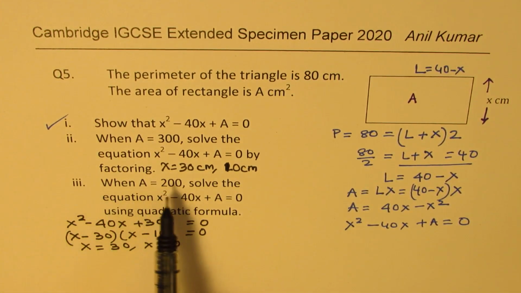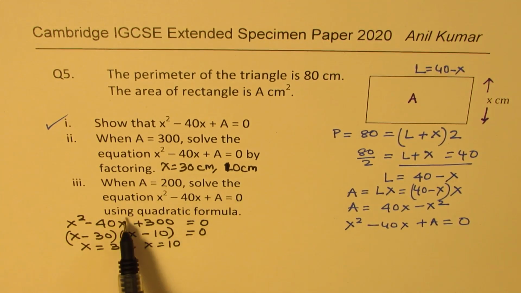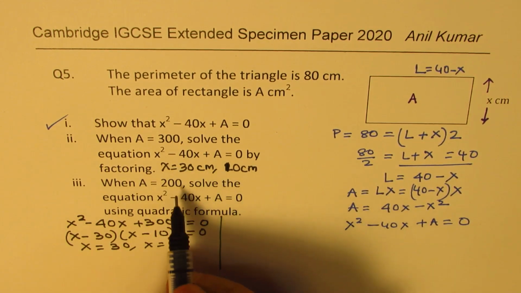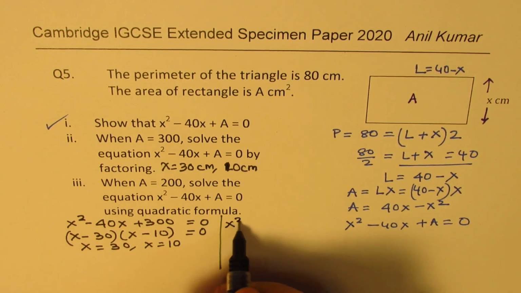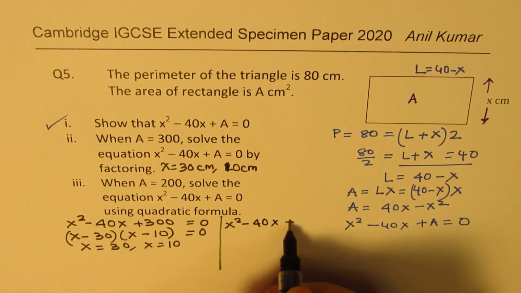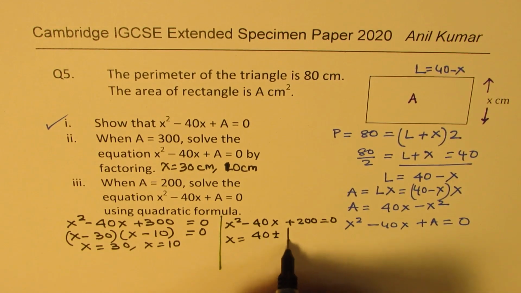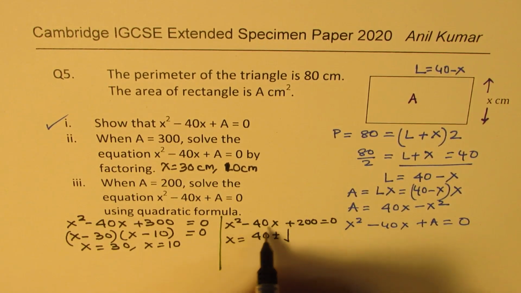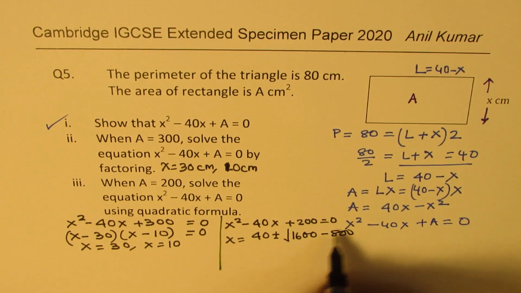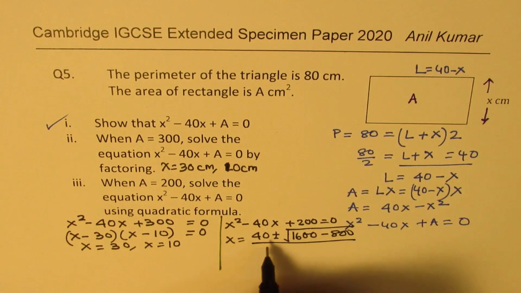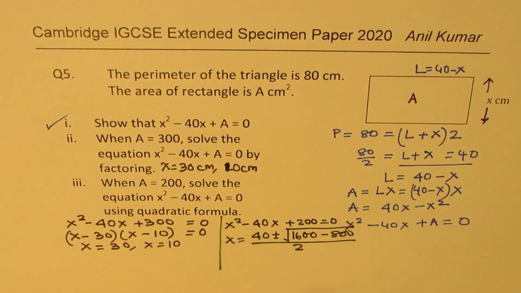Part 3. When A is 200, solve the equation using quadratic formula. Okay, so let's use the quadratic formula and solve this equation for A equals 200. So let's rewrite the equation. We have x squared minus 40x plus 200 equals 0. So then x will be minus of minus 40, which is 40, plus minus square root of b squared, which is 1600, minus 4ac, so 4 times 200 is 800, divided by twice a, which is, a is 1, right?